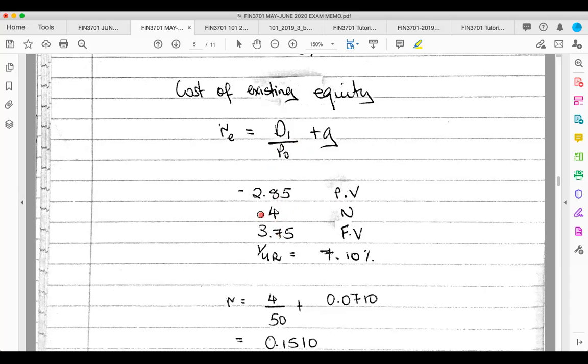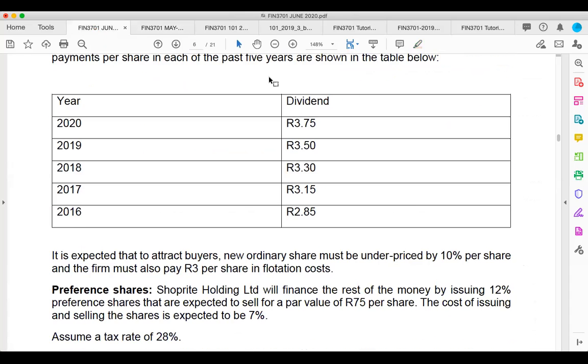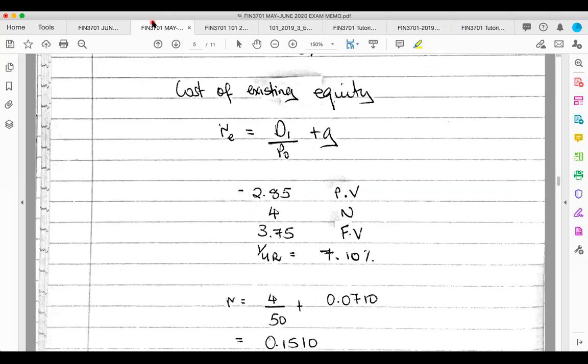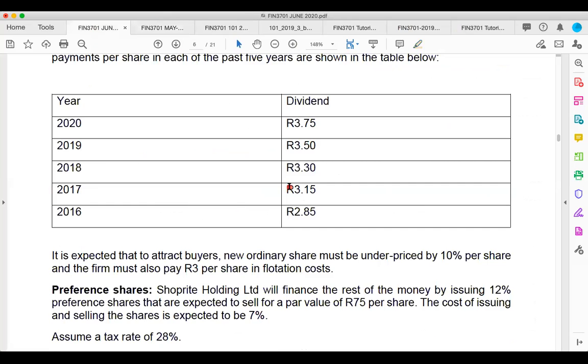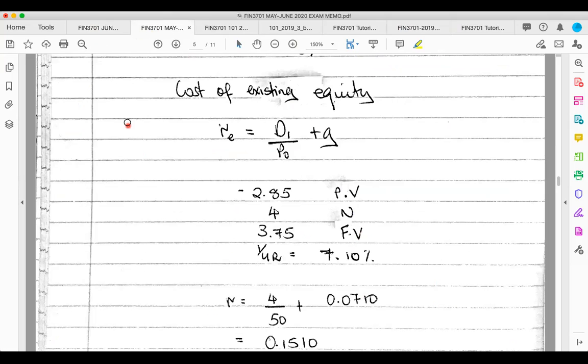So we first have to get our growth rate. We use these dividends given right here to get our growth rate. 2.85 will be the present value because it's the earliest dividend. 4 will be the number of years. If we say 2020 minus 2016 is 4 years. 1, 2, 3, 4. So 4 is N.